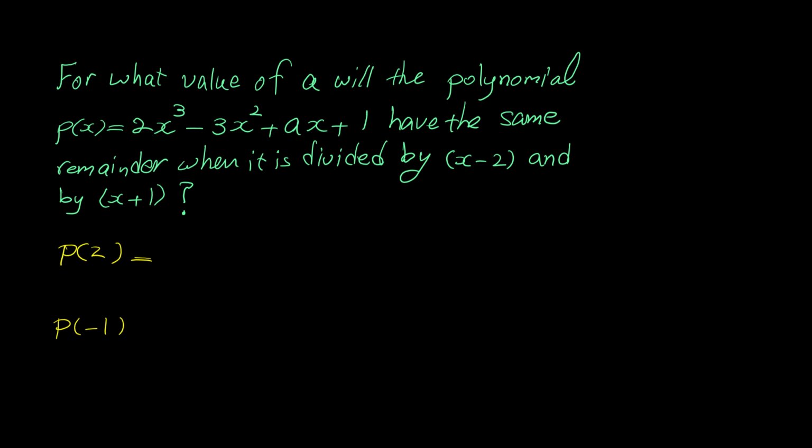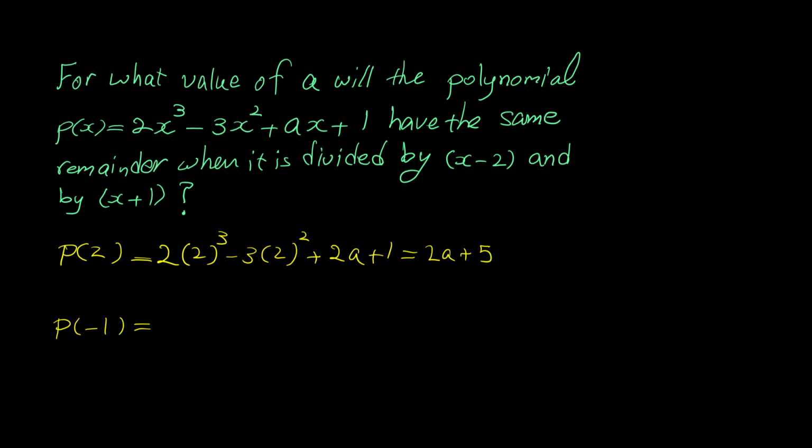So let's see what is the value of p of 2. We plug in 2 in the given equation for the polynomial, and then the value of p of 2 is 2 times 2 to the 3 minus 3 times 2 to the 2 plus a times 2, or 2a, plus 1. 2 to the 3 is 8 times 2 is 16. 2 to the 2 is 4 times 3 is 12. So 16 minus 12 is 4. 4 plus 1 is 5. So the remainder is 2a plus 5.